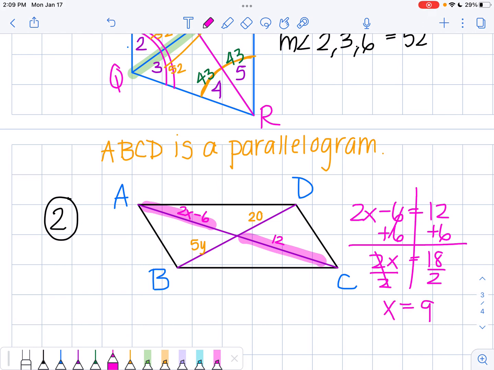Now these two orange guys are also the same, so I write an equation, setting them equal to each other. 5y is equal to 20. To get y by itself, I divide both sides by 5 and get y is equal to 4. Here they're not asking me to solve for anything else. I just needed to find x and y. All right, now let's put it all together.